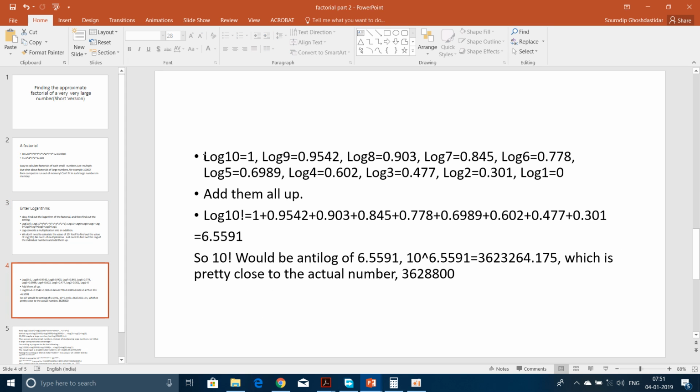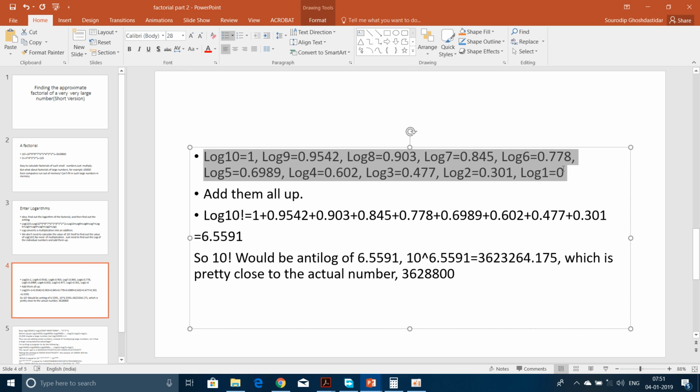I have listed the values of the logarithms of 10, 9, all the way up to 1, and you have to add them all up. So log 10 factorial would be the sum of all these values. What you would get is 6.5591. So 10 factorial would be the antilog of 6.5591, that is, 10 to the power of 6.5591.